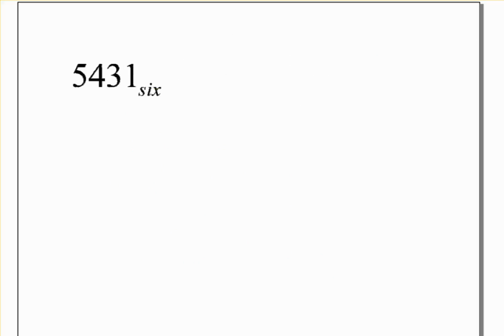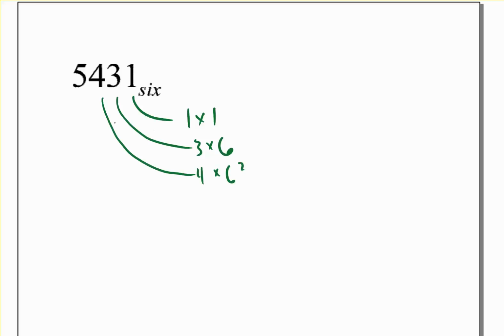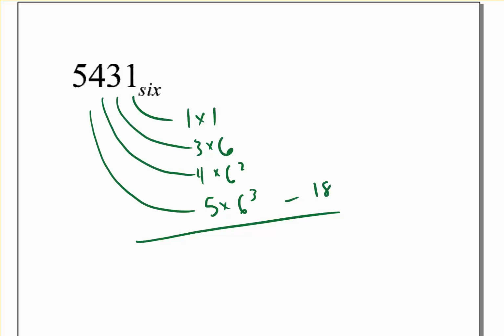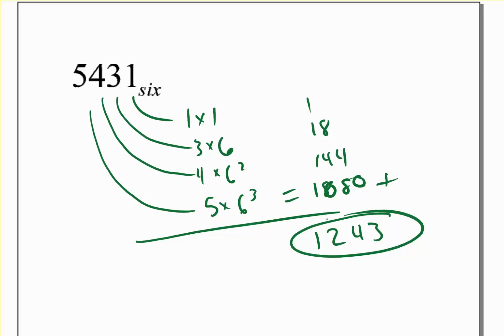So let's try it again. 1 one, 3 sixes, 4 six squareds, 5 six cubeds. Add them up. 1080, 144, 18, 1, add them up. 1243 would be our base 10 numeral.